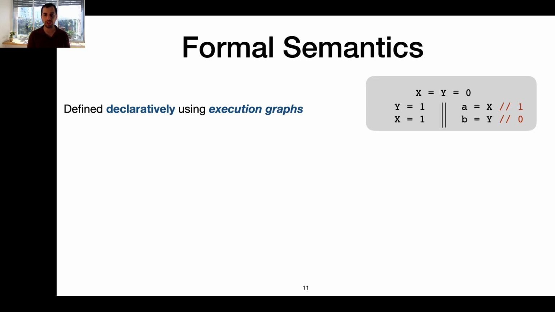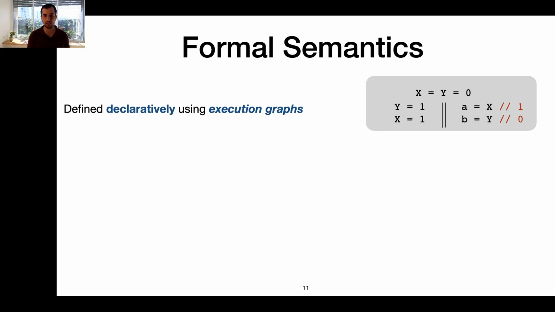The standard definition is declarative. It uses execution graphs. Let's see how it works in a simple example. In this example, we have flag-based synchronization. One thread is writing to Y and then sets a flag X to 1. The other thread reads the flag X and then reads Y.